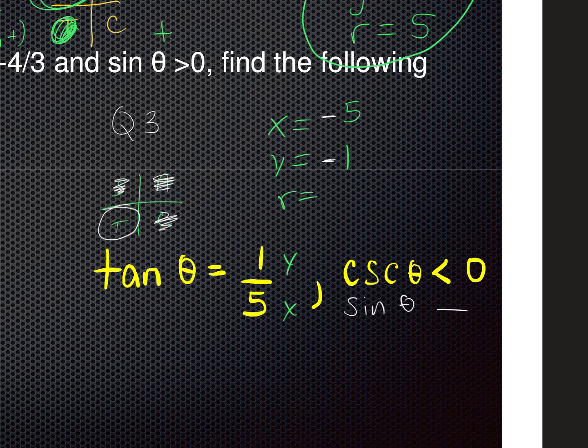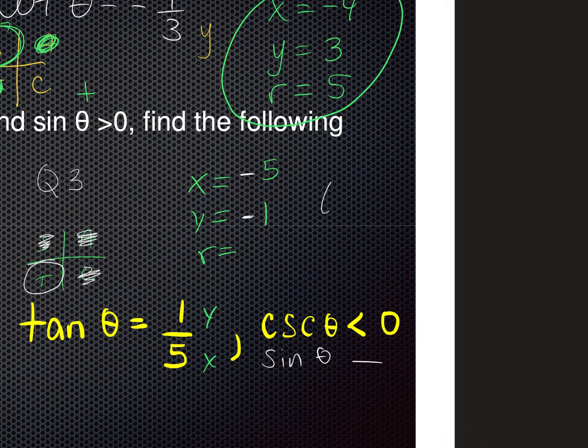Now, if I'm trying to find the r value, I would simply say negative 5 squared plus negative 1 squared equals r squared, right? So negative 5 squared is 25 plus 1 equals r squared. So what's r equal? The square root of 26, right? You guys will not have a calculator on your quiz. I will be mindful of the numbers. I'm not going to make them ginormous, but you don't need a calculator.